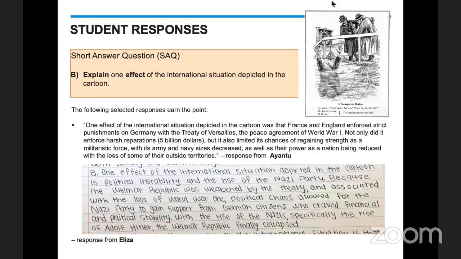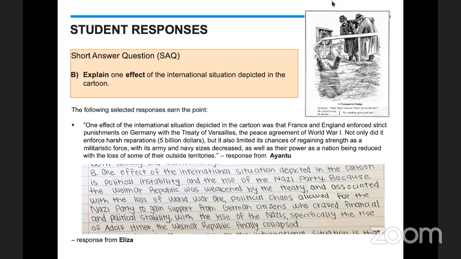The next one is prompt B. The task is an explain task. Explain an effect of the international situation depicted in the cartoon. So here's our first one that would earn the point. So one effect of the international situation depicted in the cartoon was, and again, I'm going to keep saying this, but great job of using the stem of the prompt to respond to the prompt.